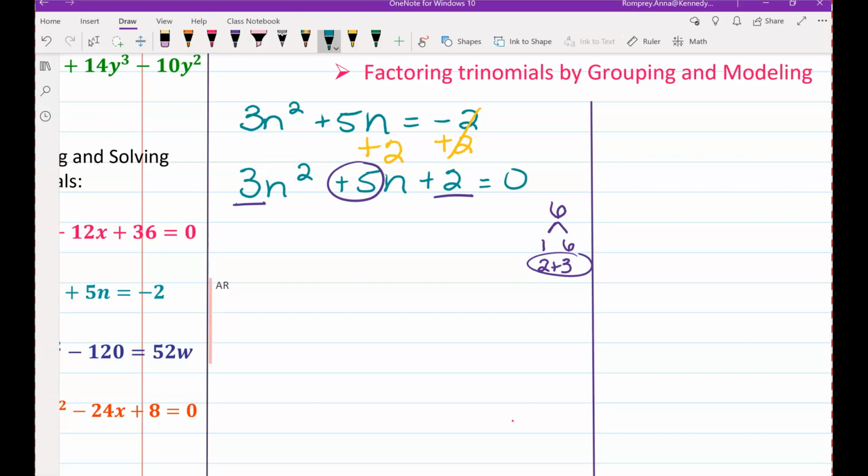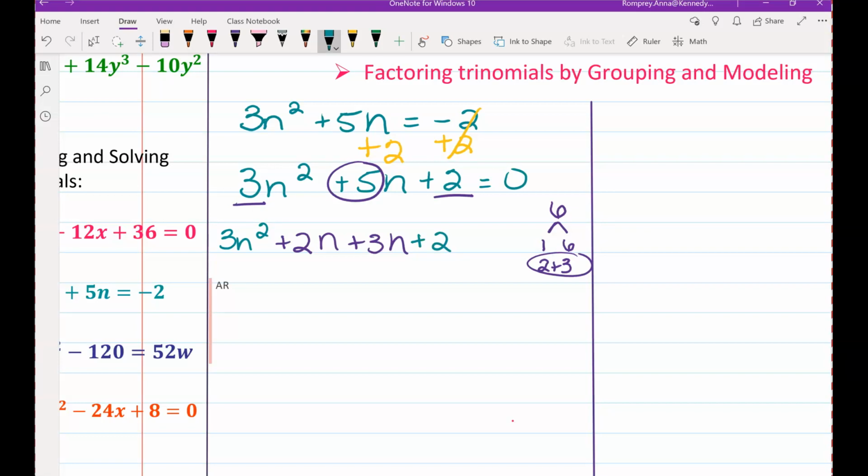So what I'm going to do is keep my A term and my C term. So I'm going to keep my 3n squared, and I'm going to keep my positive 2. And I'm going to replace the B term, that positive 5n, with my two new factors, so positive 2 and a positive 3. But I'm replacing 5n, so I need to do plus 2n plus 3n. And then bring down your positive 2.